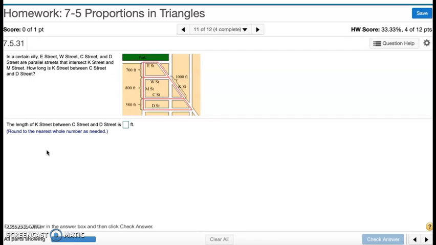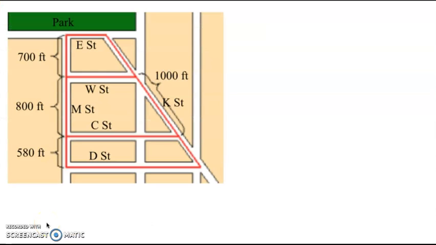Going to number 11. In a certain city, E Street, W Street, C Street, and D Street are parallel streets that intersect K Street and M Street. How long is K Street between C Street and D Street? So let's take a closer look at it. So the piece of the street we're looking for the length of is right here. The piece of K Street between C Street and D Street. Now we can set up a proportion. We can write 800 over 580 equals 1000 over x.